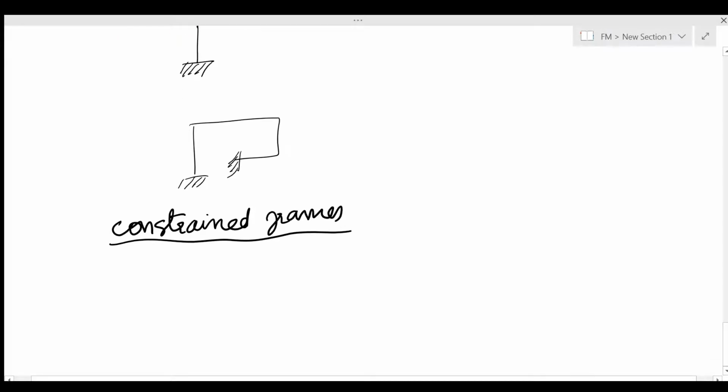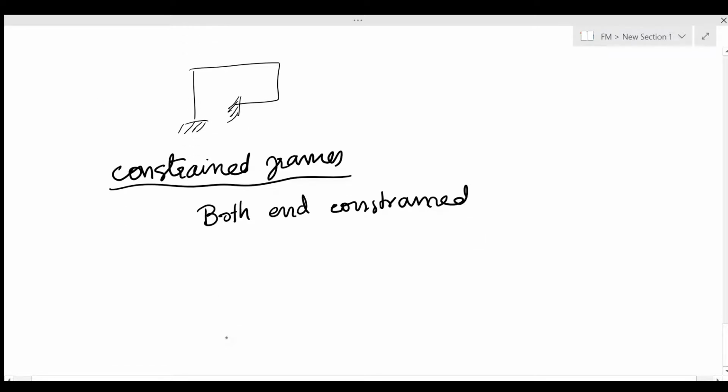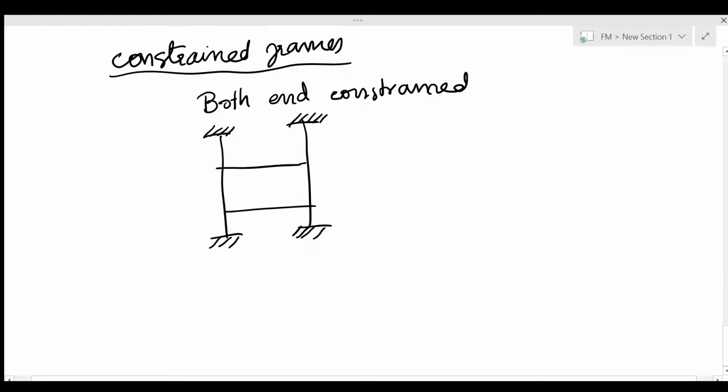So constrained frames are the frames with both ends constrained. Both ends means, look at this frame. The top and bottom of this frame is constrained with a fixed support. So both ends are constrained.